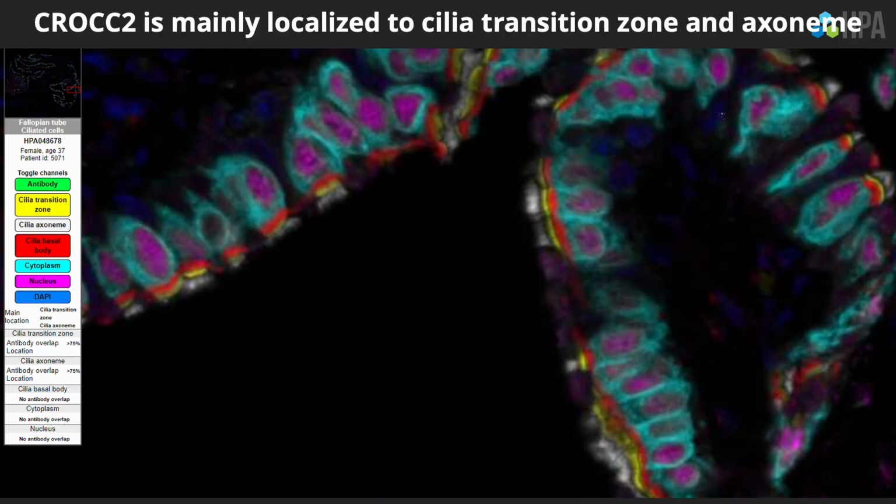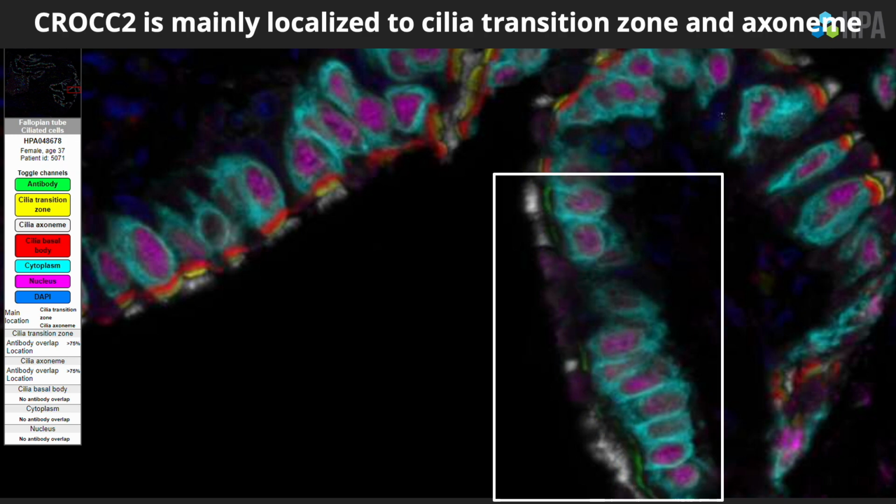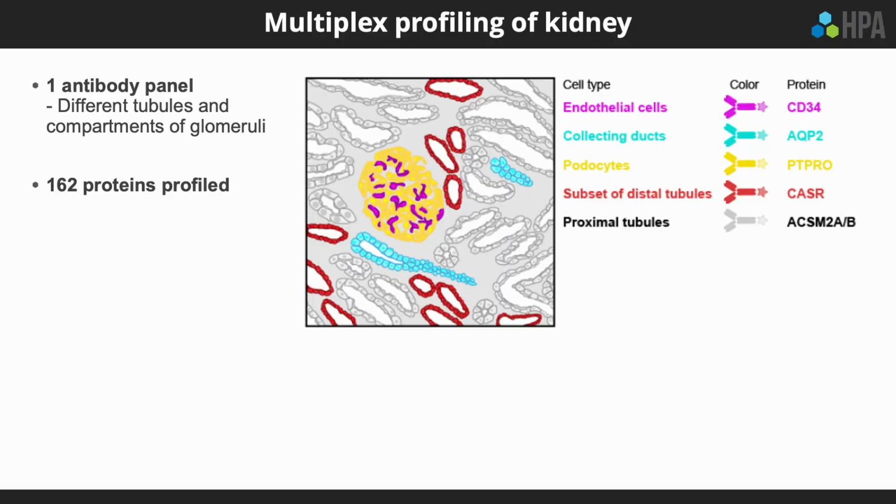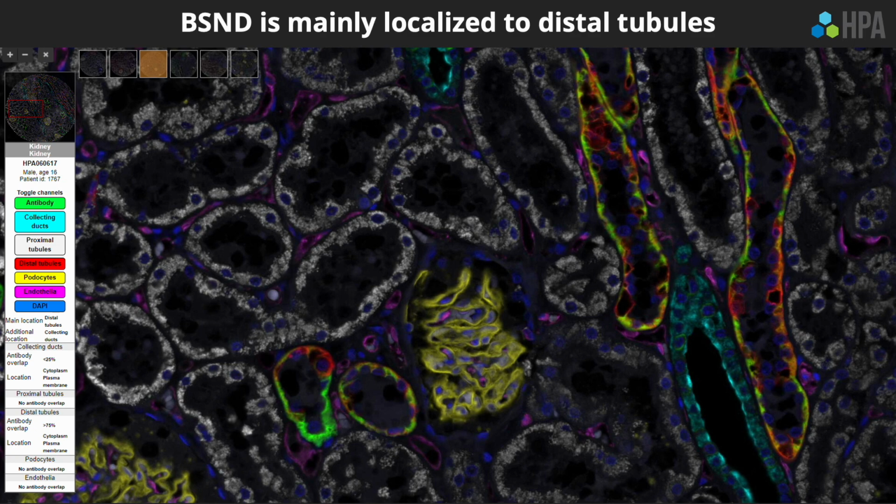And here's an example of a protein called CROC2, which we see that it's mainly localized to cilia transition zone and the axoneme that we see here in green. And then we also did multiplex profiling of kidney, and here we have built a panel that outlines the different tubules and compartments of glomeruli. So here we can, for example, see a protein which is mainly localized to distal tubules that you see here in green that overlaps very well with the red channel.